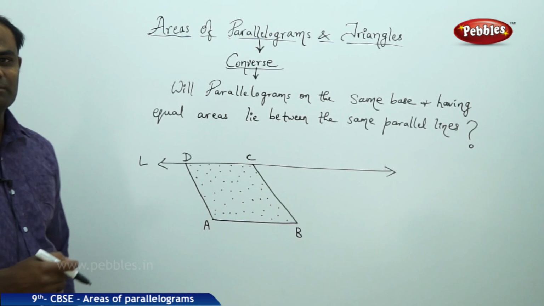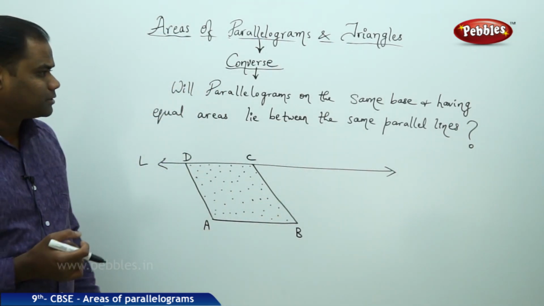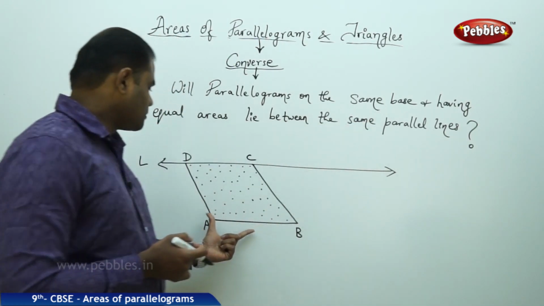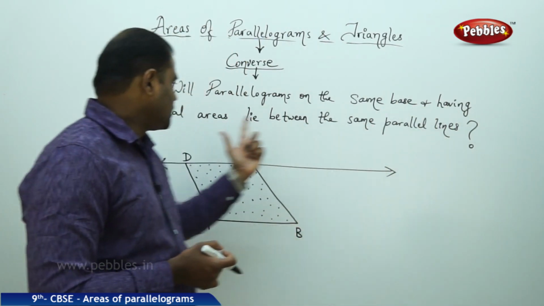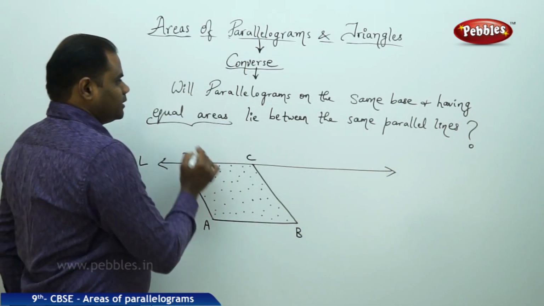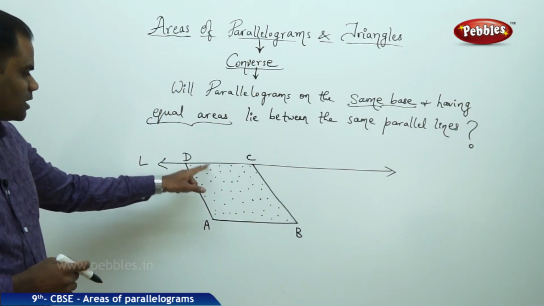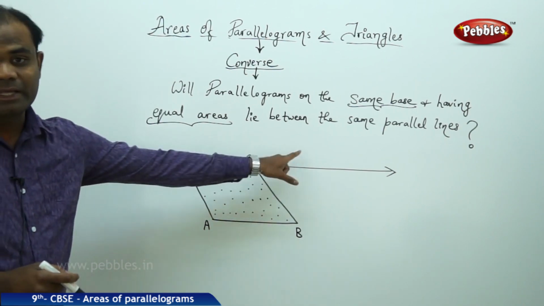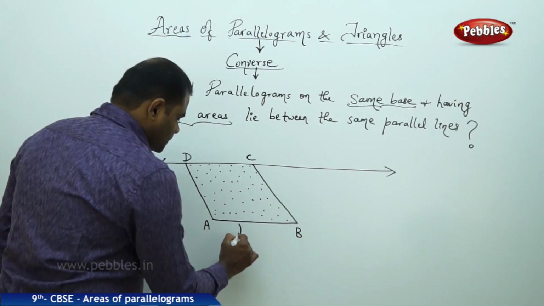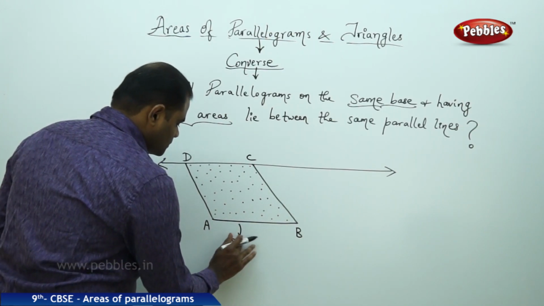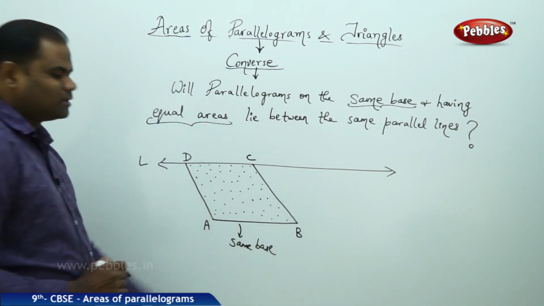Now with this parallelogram, let me take another parallelogram which has the same equal area. The condition for the converse is that they lie on the same base. So taking the same base AB, I'll draw another parallelogram which has equal area and the same base. Let me take another parallelogram of the same equal area between the line L and the line AB, the same base AB. So here is the same base AB. This is the same base.